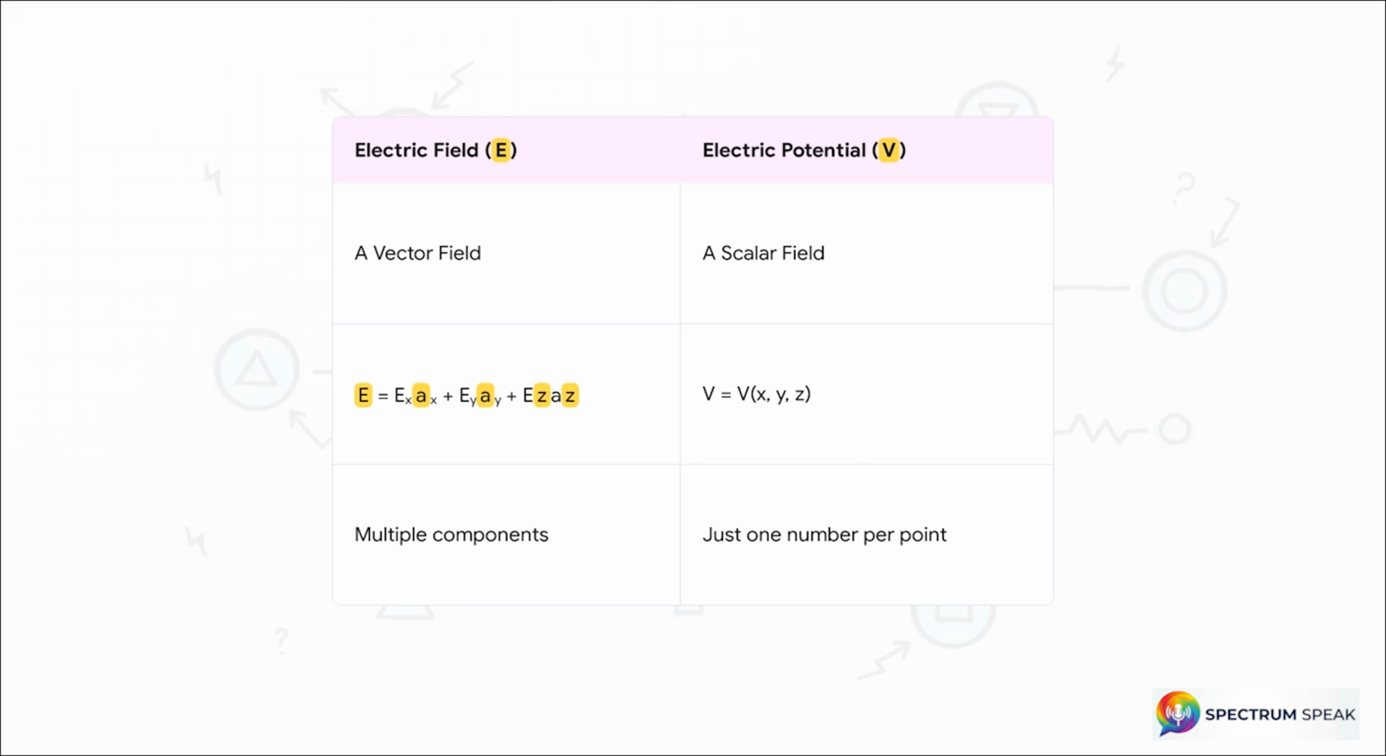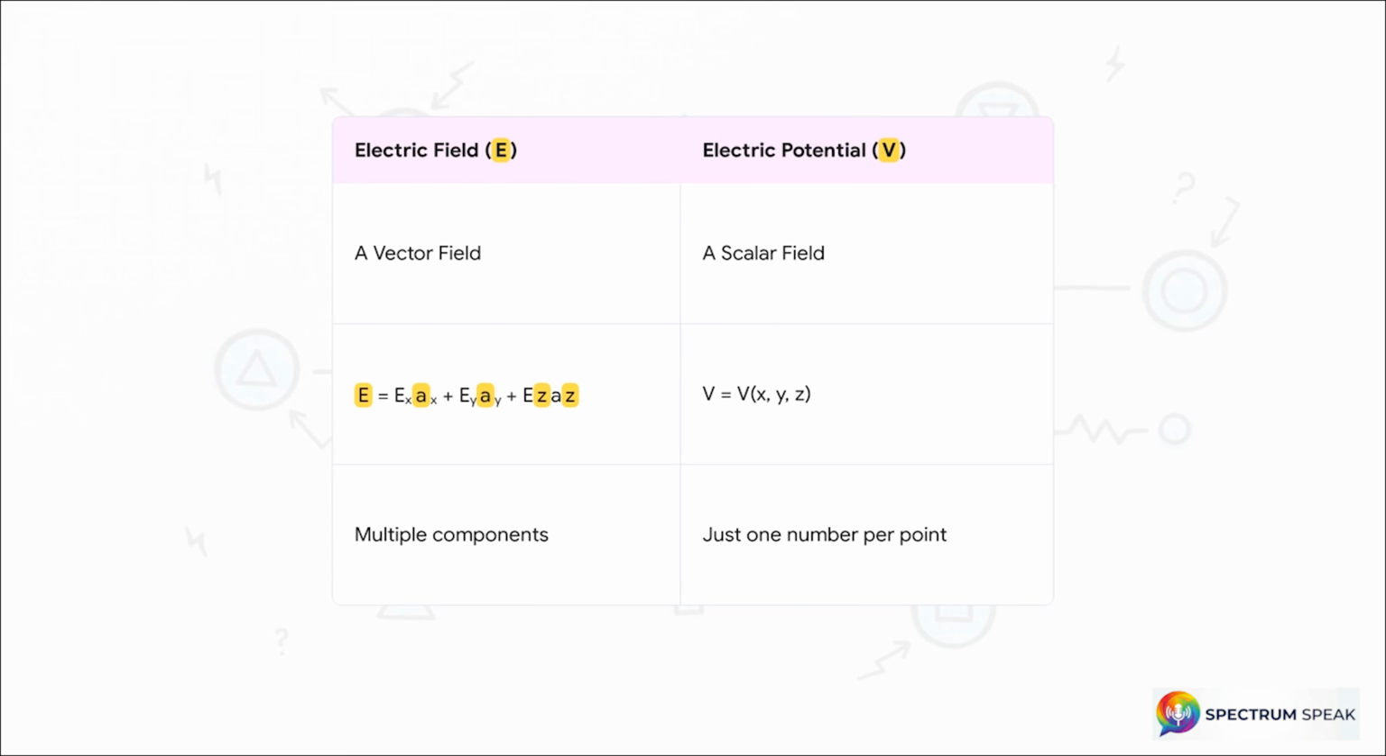Over on the left, you've got the electric field, E. Now that's a vector, and that means at every single point in space, you have to keep track of three separate pieces of information: how strong it is in the x direction, the y direction, and the z direction. Kind of clunky. But then on the right, we've got our solution, electric potential, V. And it's a scalar. You know what that means? At every point, we just need one single number. That's it. It's an absolutely incredible simplification.